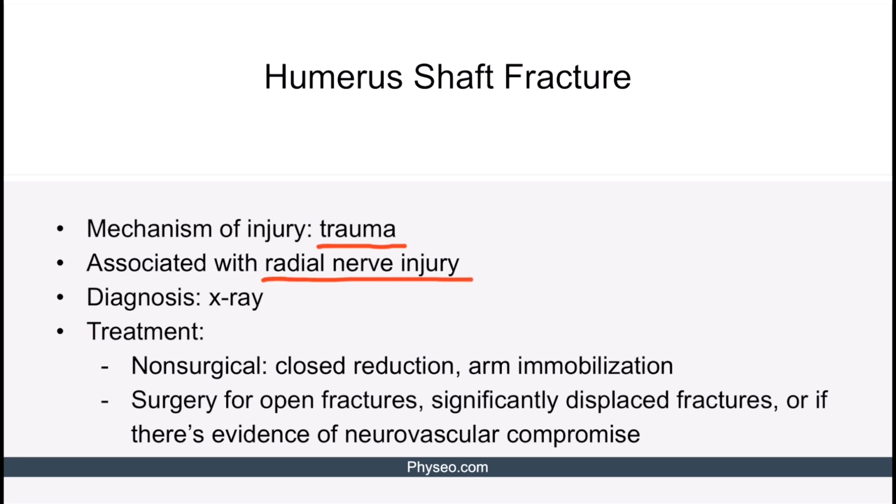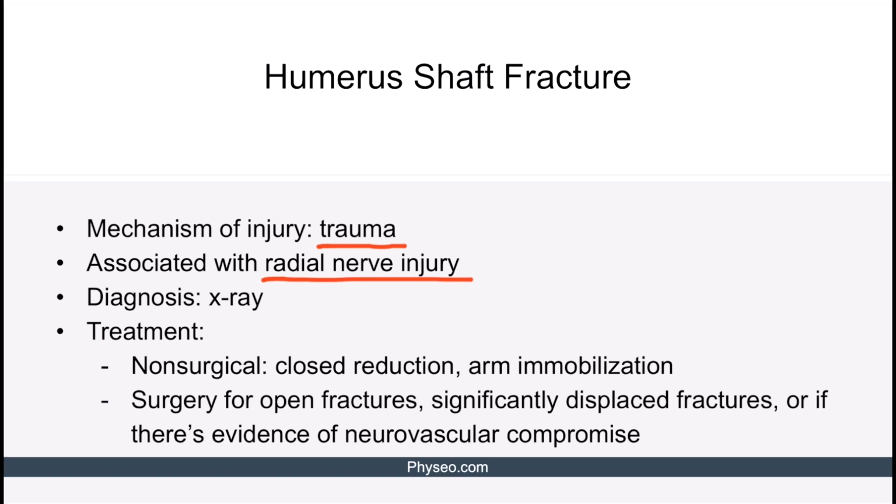This is because the radial nerve courses through the spiral groove on the posterior surface of the humerus. Injury to this nerve may manifest itself as paresthesias over the dorsum of the hand, wrist drop, and loss of metacarpophalangeal joint extension. Notably, extension of the interphalangeal joints will still be intact because the muscles responsible for extension of these joints are innervated by the ulnar nerve and the median nerve, not the radial nerve.